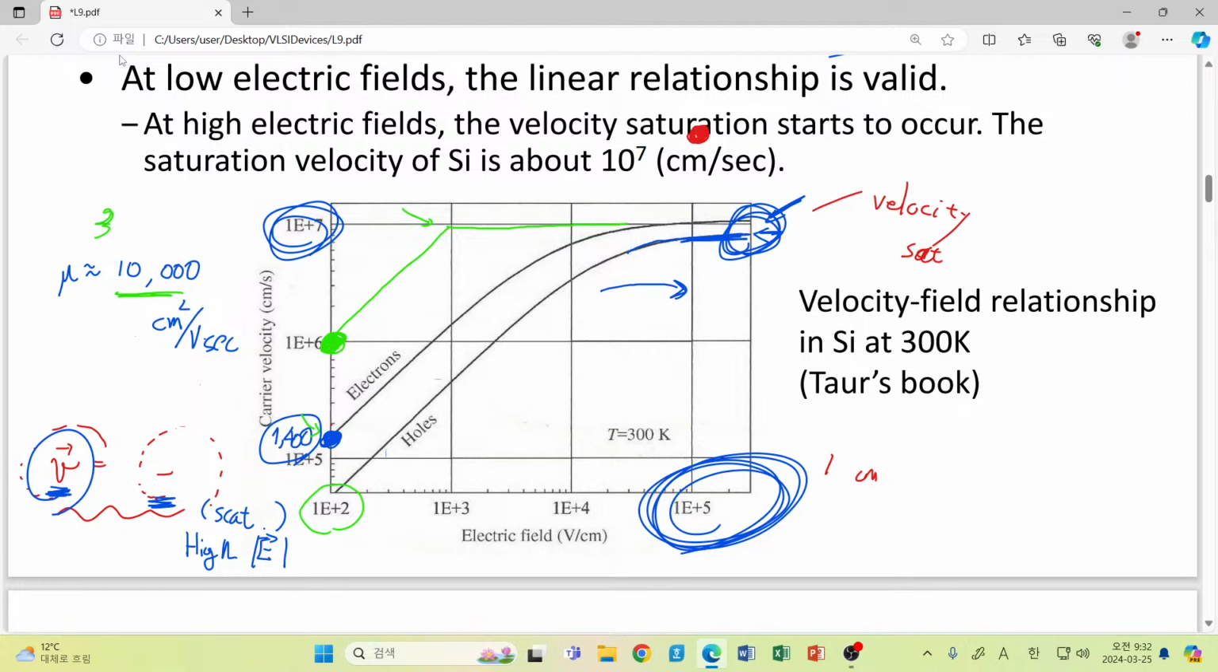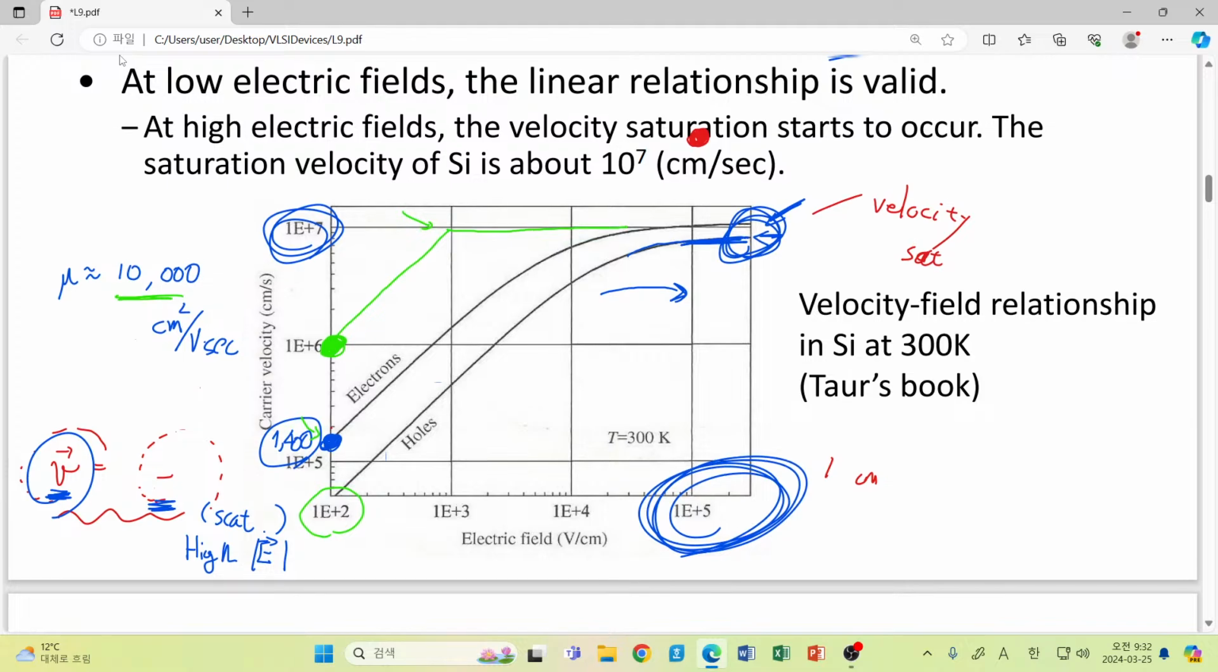So please note that mobility is the quantity we can exactly obtain when we have a low electric field. However, our actual application is not related to the low electric field case. Usually we are interested in the high electric field case.